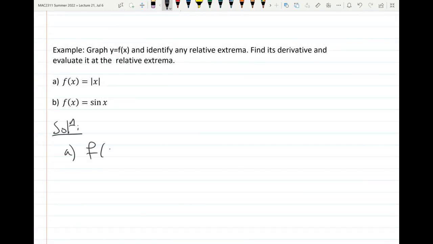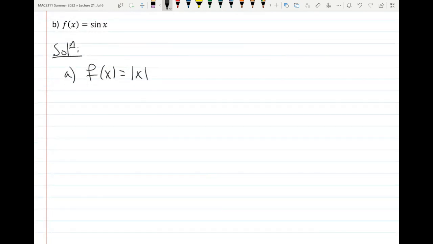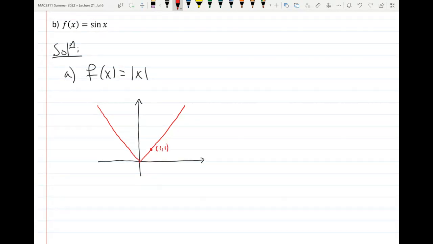Let's look at the first one. The first one is the absolute value of x. Now we know how this looks. How does the absolute value look? It's a V shape, right? So it's this guy over here. It's the absolute value function, and it goes through (1, 1), (-1, 1), and so on.